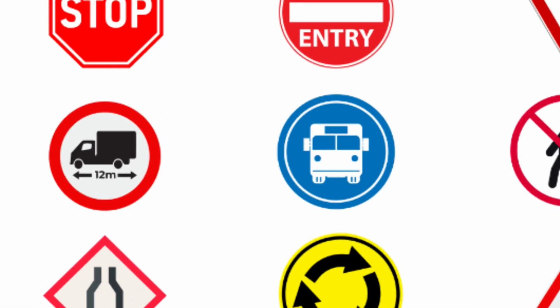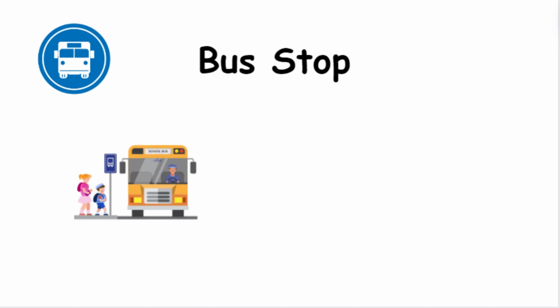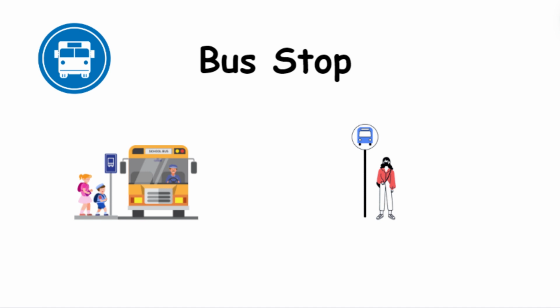The bus stop sign is a designated area along a roadway where buses are permitted to stop for passengers to board or alight. It typically consists of a rectangular sign with the words "Bus Stop" displayed in white letters on a blue background. Bus stops are strategically located along bus routes to provide convenient access to public transportation for passengers. When approaching a bus stop, drivers should be prepared to yield to buses entering or exiting the stop and to watch for pedestrians crossing the road to access the bus.